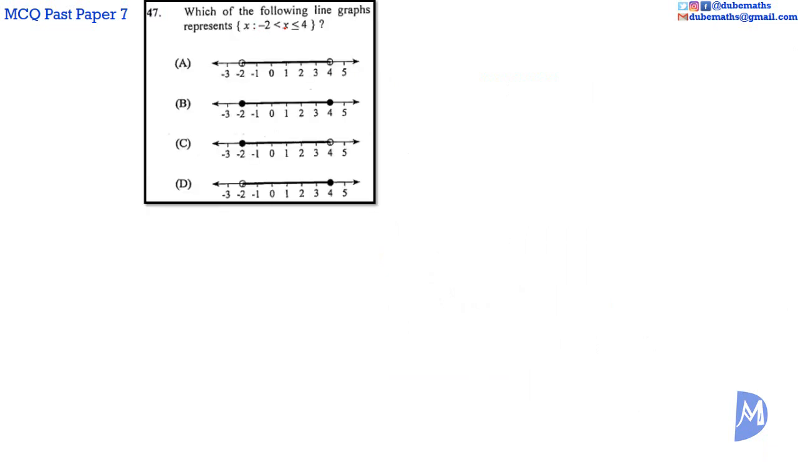x is such that x is greater than -2 but less than or equal to 4. A line graph will run from -2 to 4. It will not include -2, which means that the circle at -2 will not be shaded, but it will include 4. So the circle at 4 will be shaded. The answer is D.